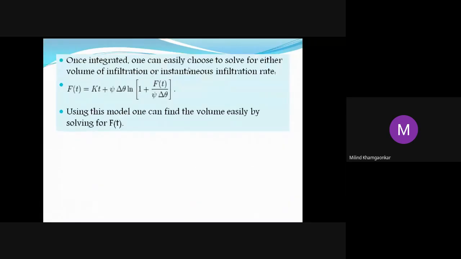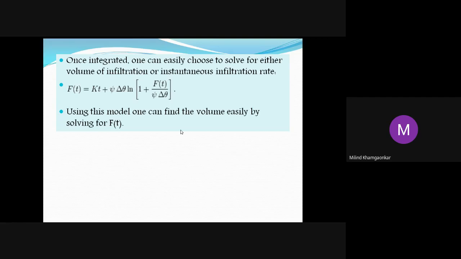Once integrated, one can easily choose to solve for either the volume of infiltration or the instantaneous infiltration rate. In this way, F is equal to Kt plus psi delta theta times log of (1 plus F upon psi delta theta). So we should be aware of these two empirical formulas to find out the infiltration capacity or infiltration rate.